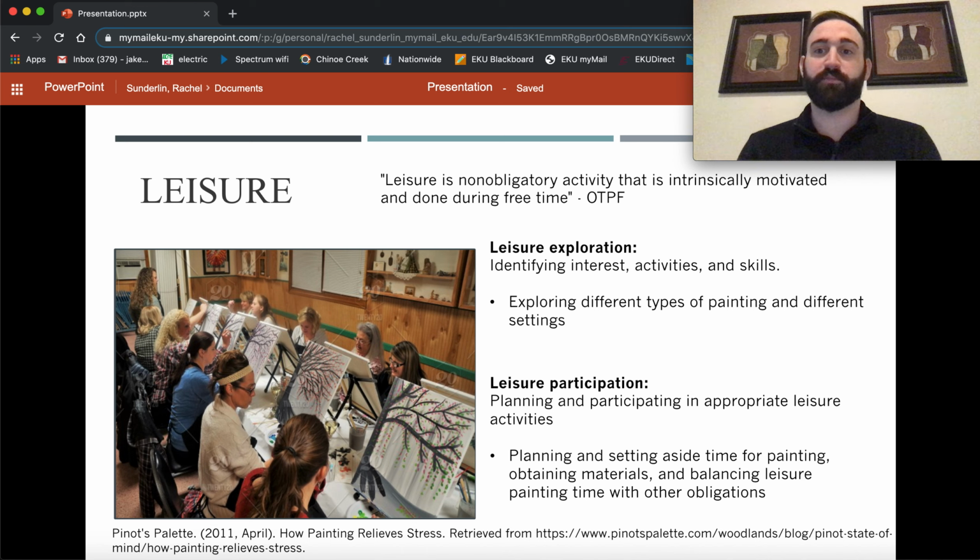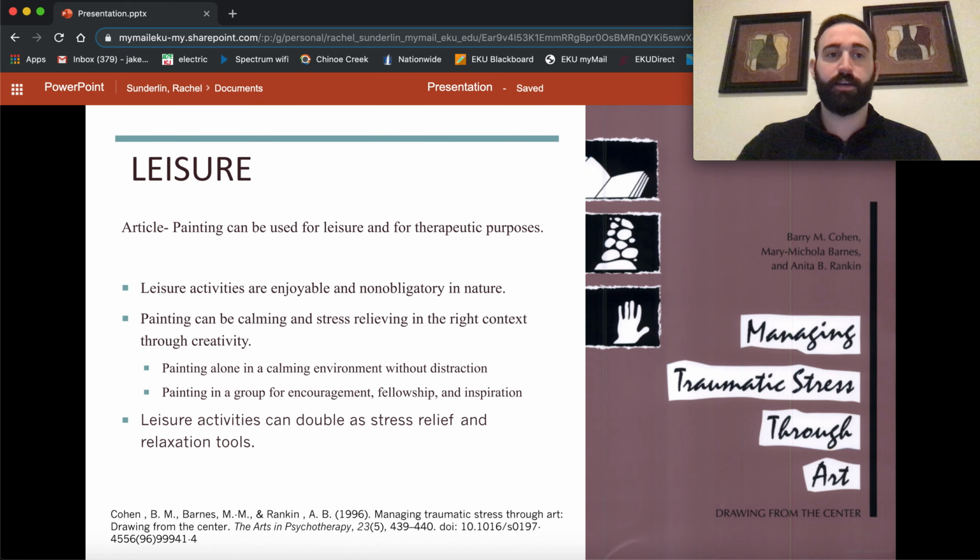So exploring different types of painting in different settings will be a great way to find painting that'll suit you for your leisure time. There's going to be a difference between actually sitting at home painting by yourself versus going to something like a wine and canvas with friends. The next subsection is leisure participation. This is planning and participating in appropriate leisure activities. Once again, this could be like setting aside time for painting, obtaining materials, balancing leisure and painting time with other important obligations. We'll go to the next slide.